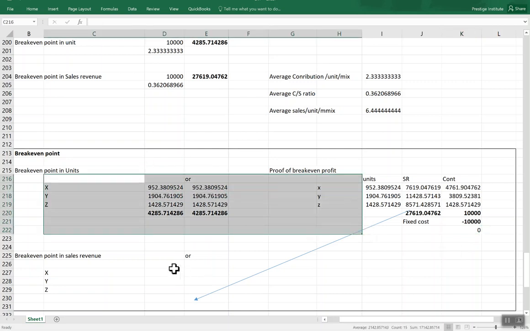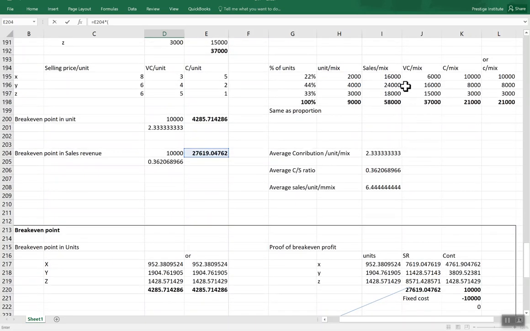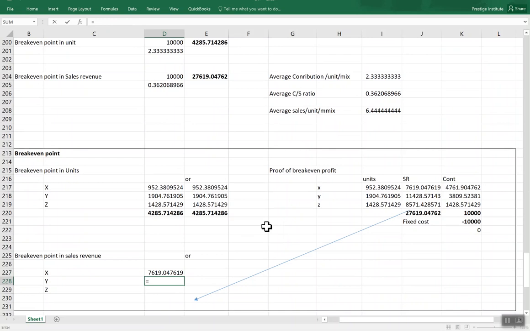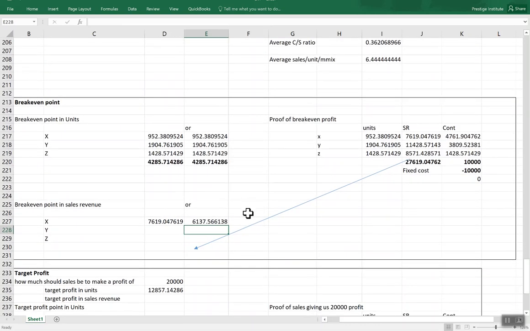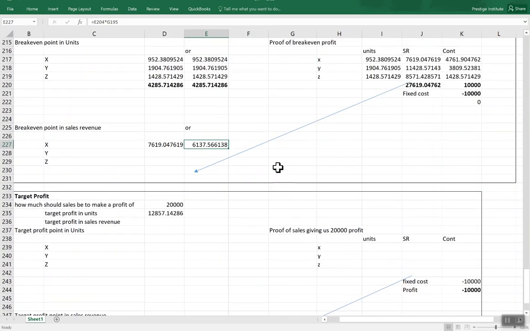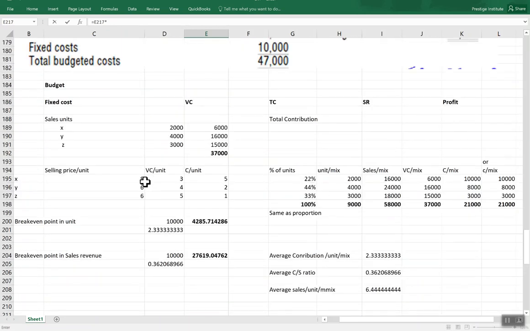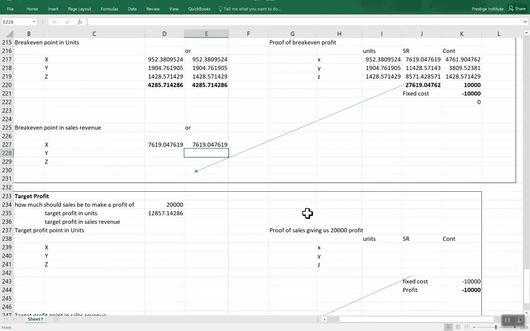Let's do the same thing we did here, but this time do it for sales revenue. So we have 27,000 revenue overall for break-even. Multiply that by the revenue of X divided by total revenue in a mix. Or we could take total sales revenue, multiply by a percentage that we already found. I've linked it to the wrong thing. Sorry, the way I've done it here is taken these units, multiply by the sales revenue, which is 8. So it should give you the same thing.